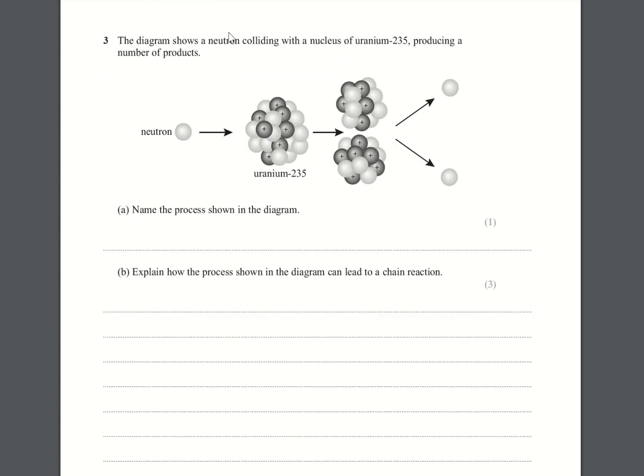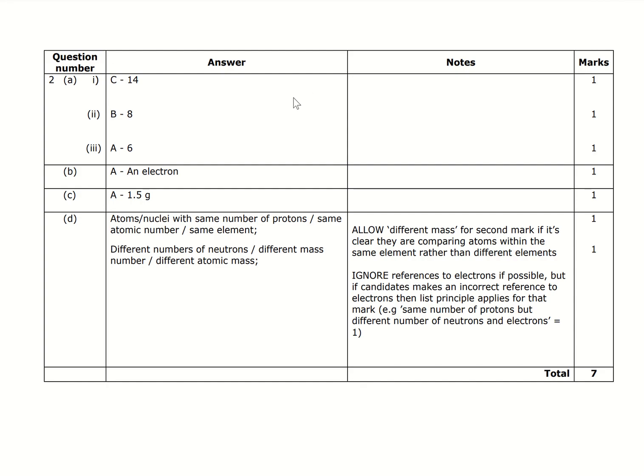The diagram shows a neutron colliding with a nucleus of uranium-235, producing a number of products. Name the process shown in the diagram. Fission. Nuclear fission.